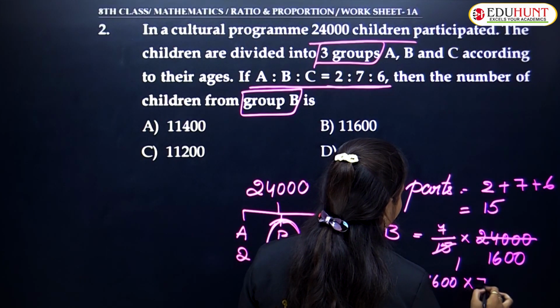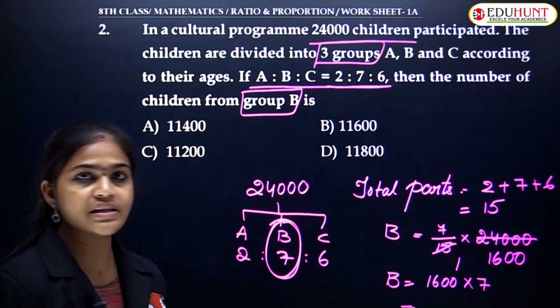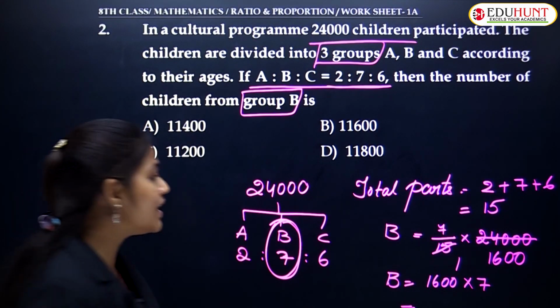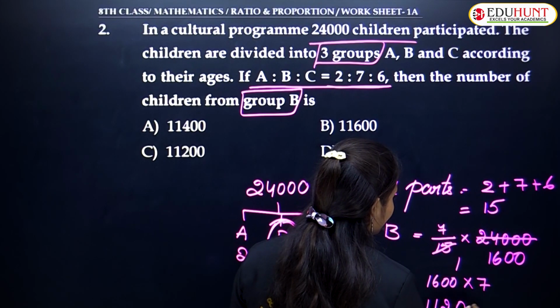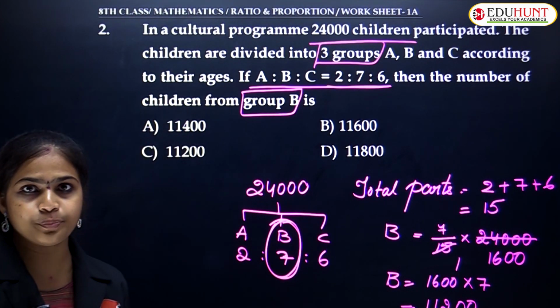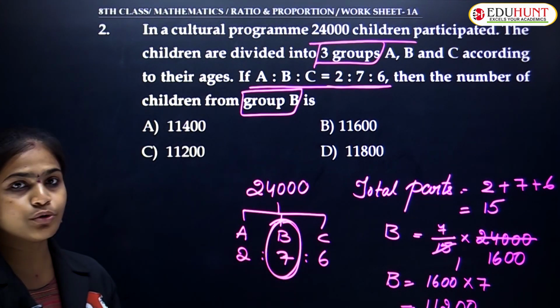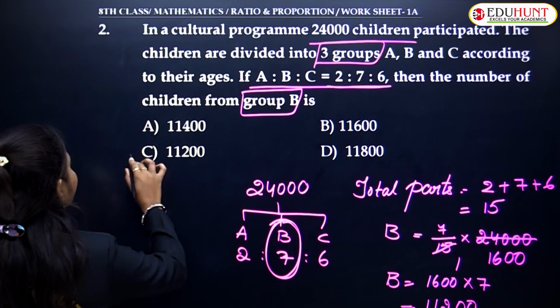1600 into 7. So 16 into 7 is how much? That is 112. So 112, and here 2 zeros are there, no? So that's why 2 zeros. Totally how many people are there in group B? Totally 11,200 people in that group. So which option is correct here?